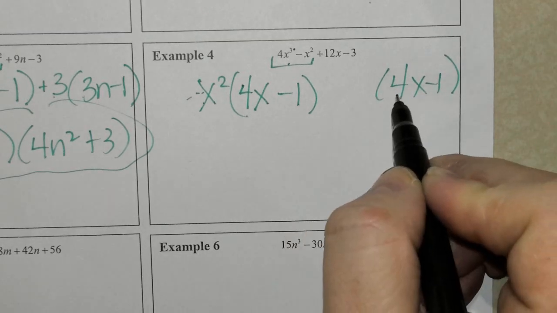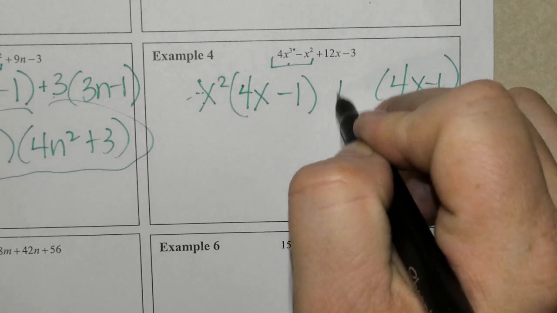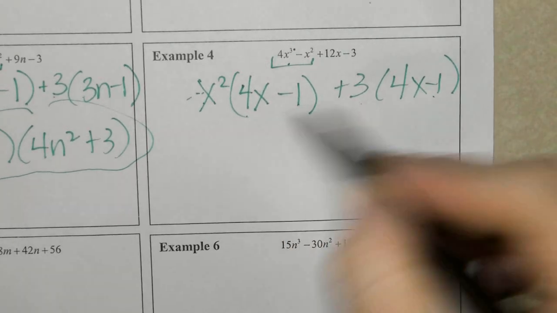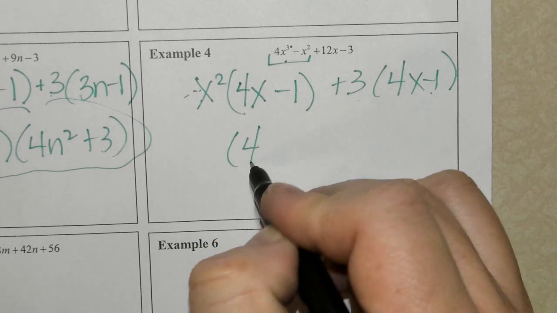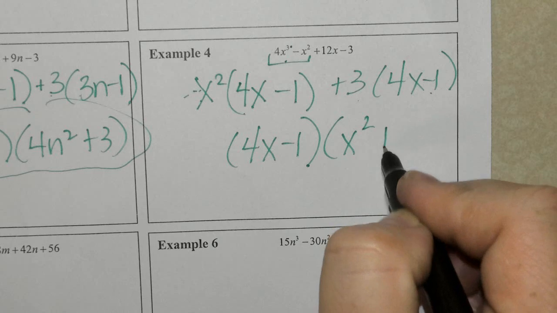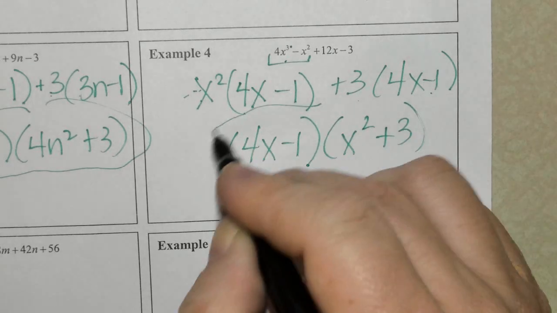What quantity times 4x is 12x? The answer is 3. And it's 3 times negative 1, negative 3 it is. So this is factorable. They both contain a 4x minus 1. In front of the first is x squared. In front of the second is a positive 3.